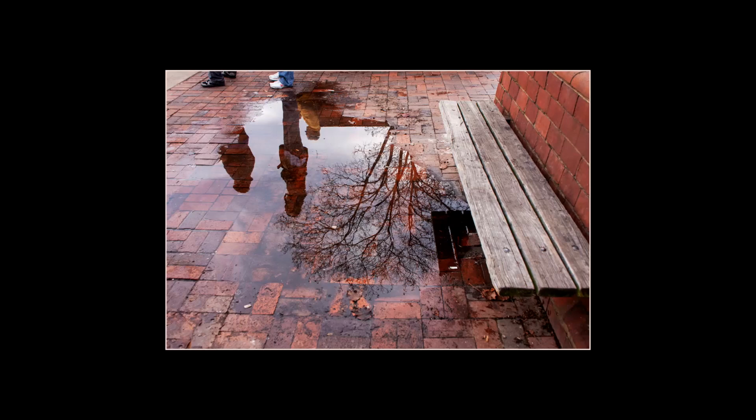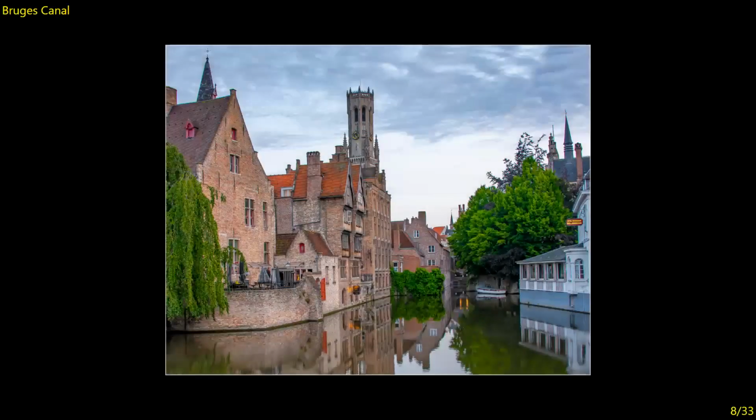From a technical point of view, you handled it well. The composition is nice. 7. We'll have a lot more to go in the next round, but that's okay. Yeah, that's fine. Bruges Canal.